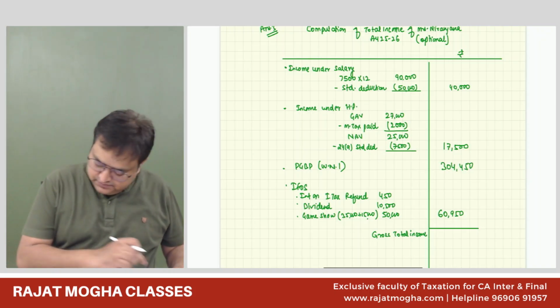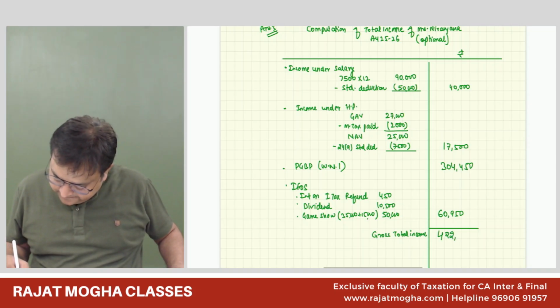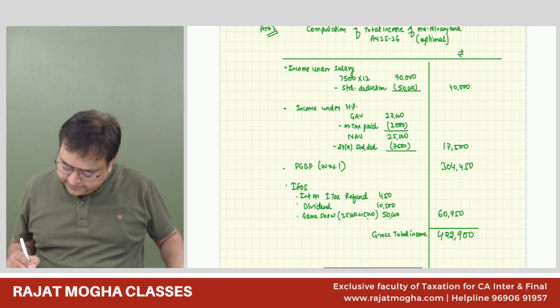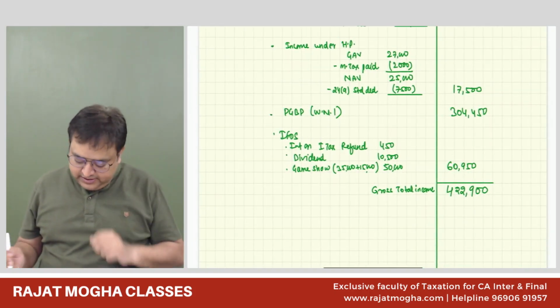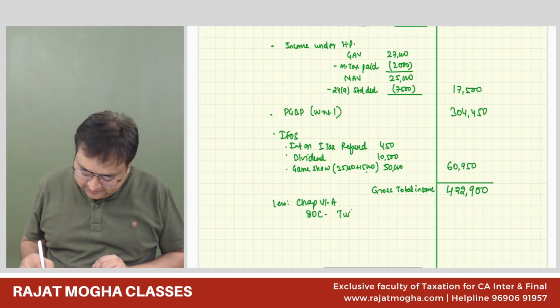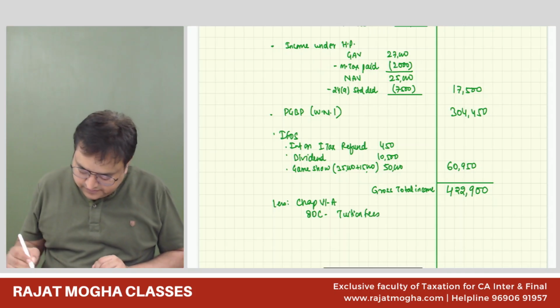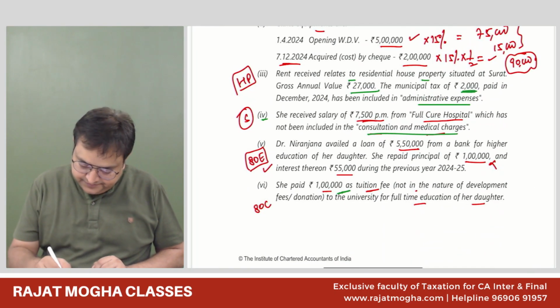GTI 4,22,900. Yes, sir. Okay, so this is my GTI, 4,22,900, less deductions under Chapter 6A. So we have 80C, that is the tuition fees, which is 1 lakh rupees.